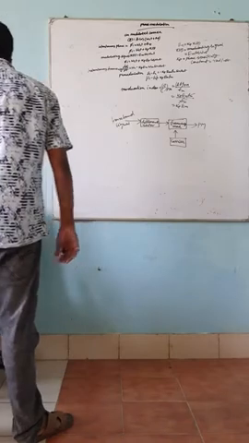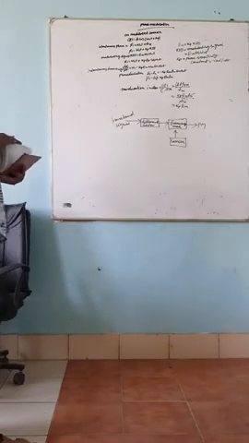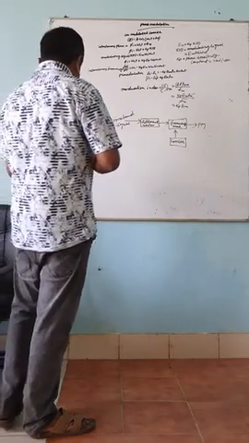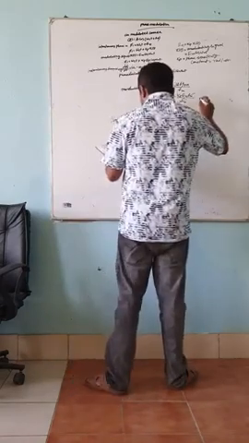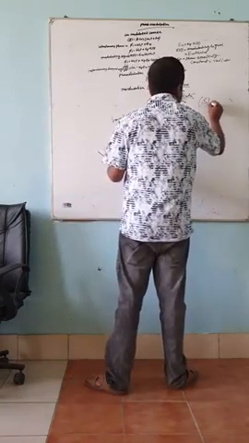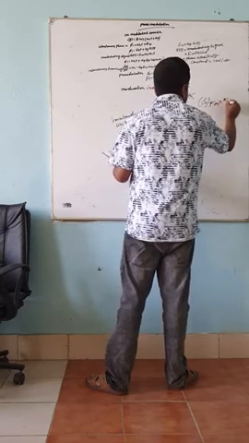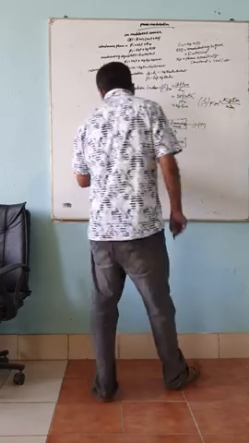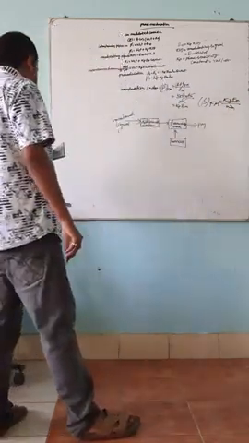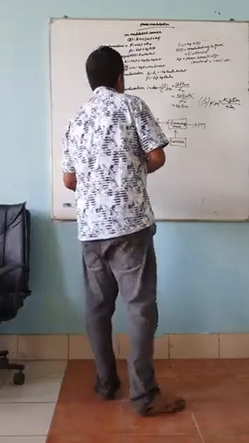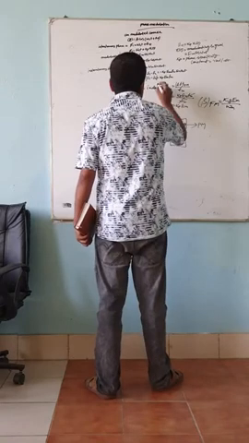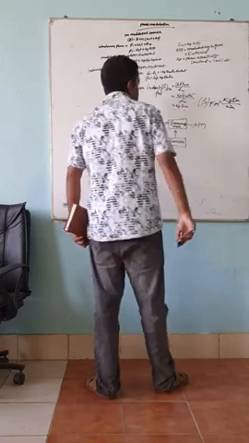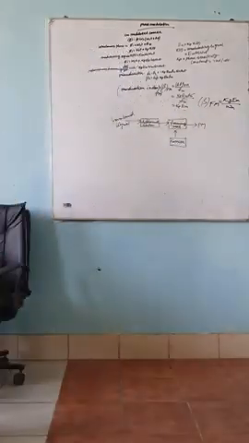What we have learned in frequency modulation: our modulation index beta FM is kf into Em by omega n. Now here the modulation index of phase modulation is kp into Em. So it is independent of the modulating signal frequency.